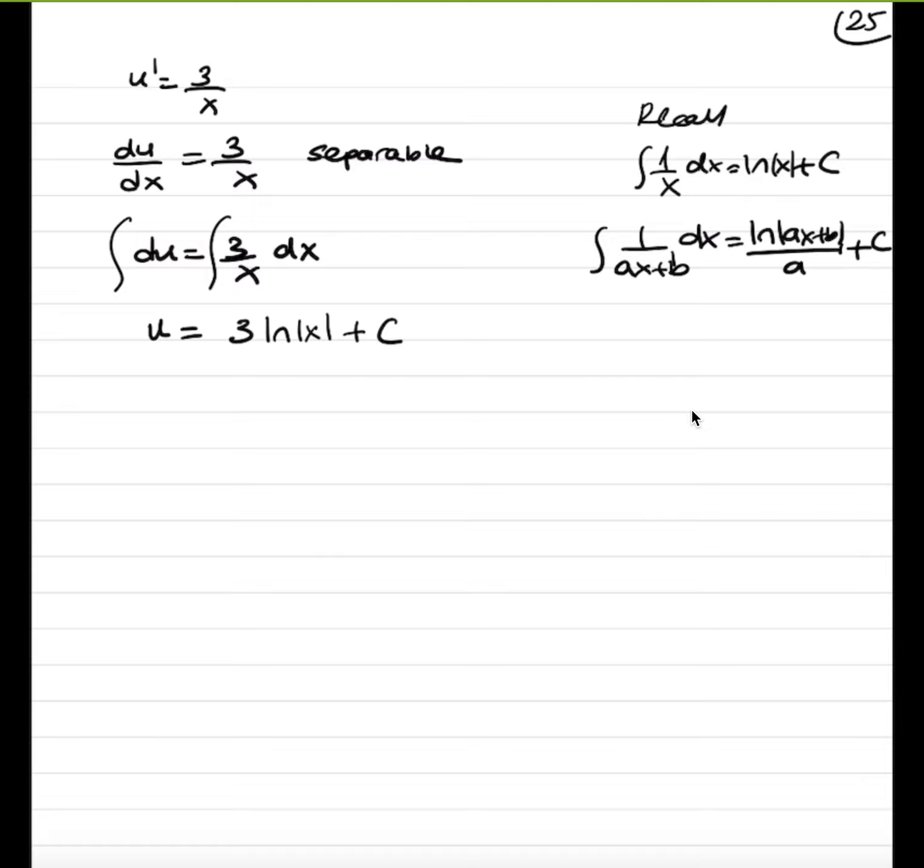Great. So what we find is u, but don't forget u was equal to y over x. We have to put y over x. So 3 ln x plus c.